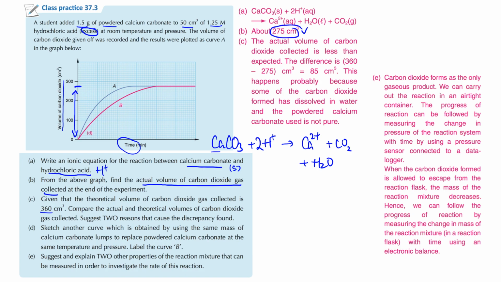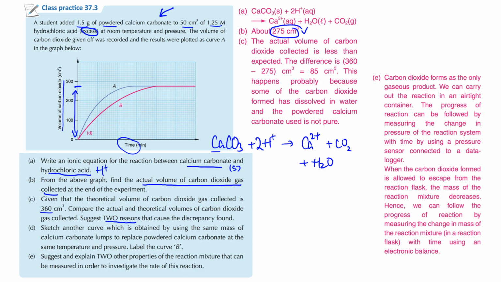So we're going to compare the actual values and the theoretical values, and suggest two reasons that cause the discrepancy found. So we're going to find out why less carbon dioxide is produced. The amount of the product depends on the amount of the limited reagent. In this case, the limited reagent is the calcium carbonate.